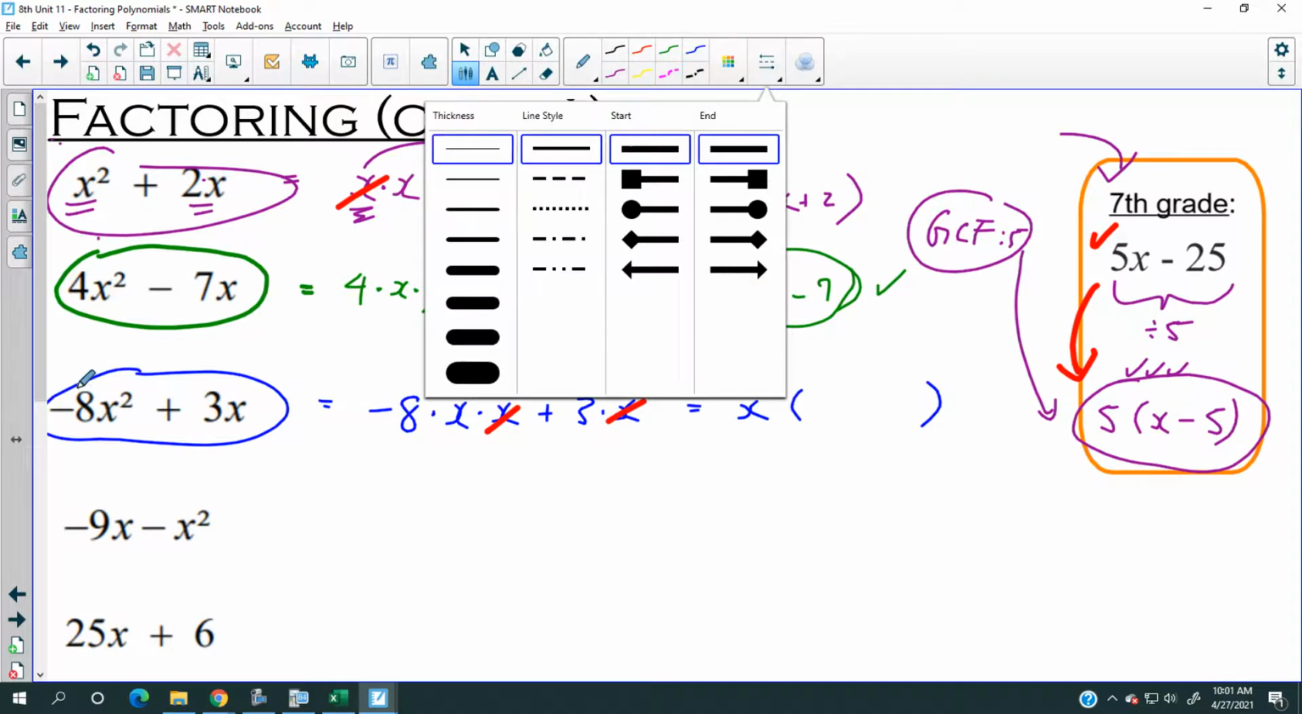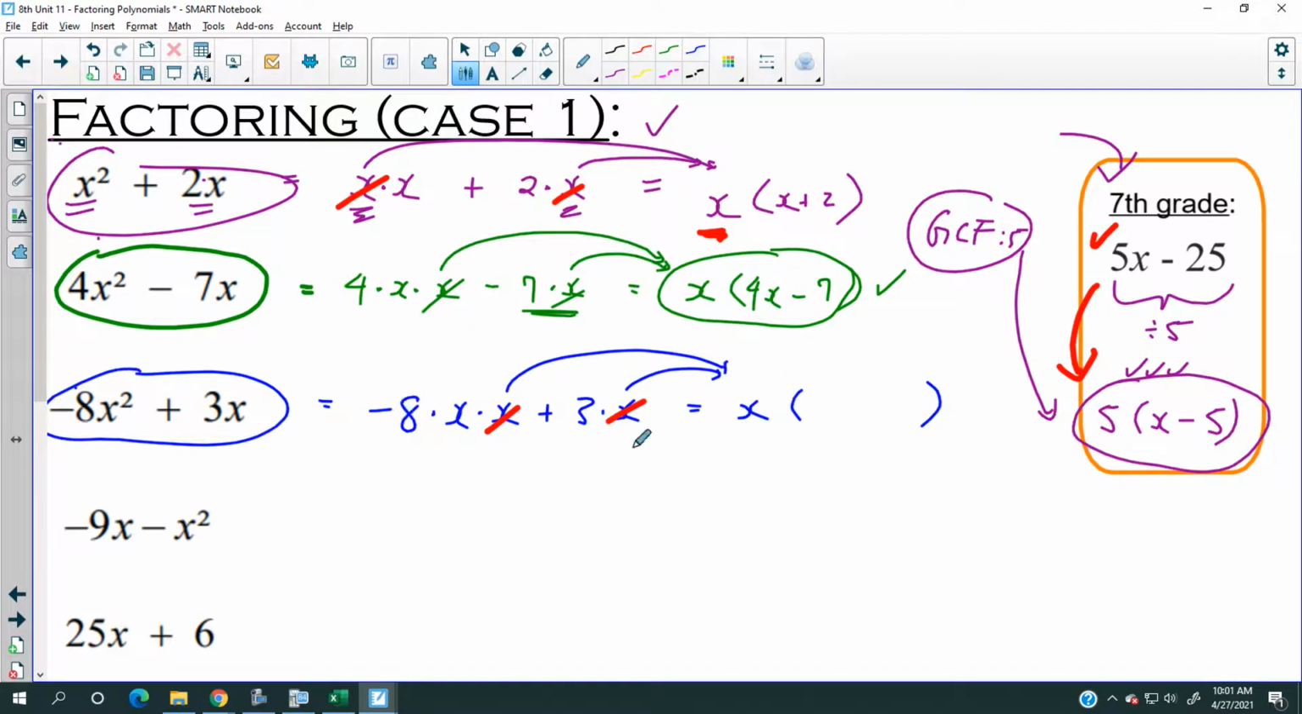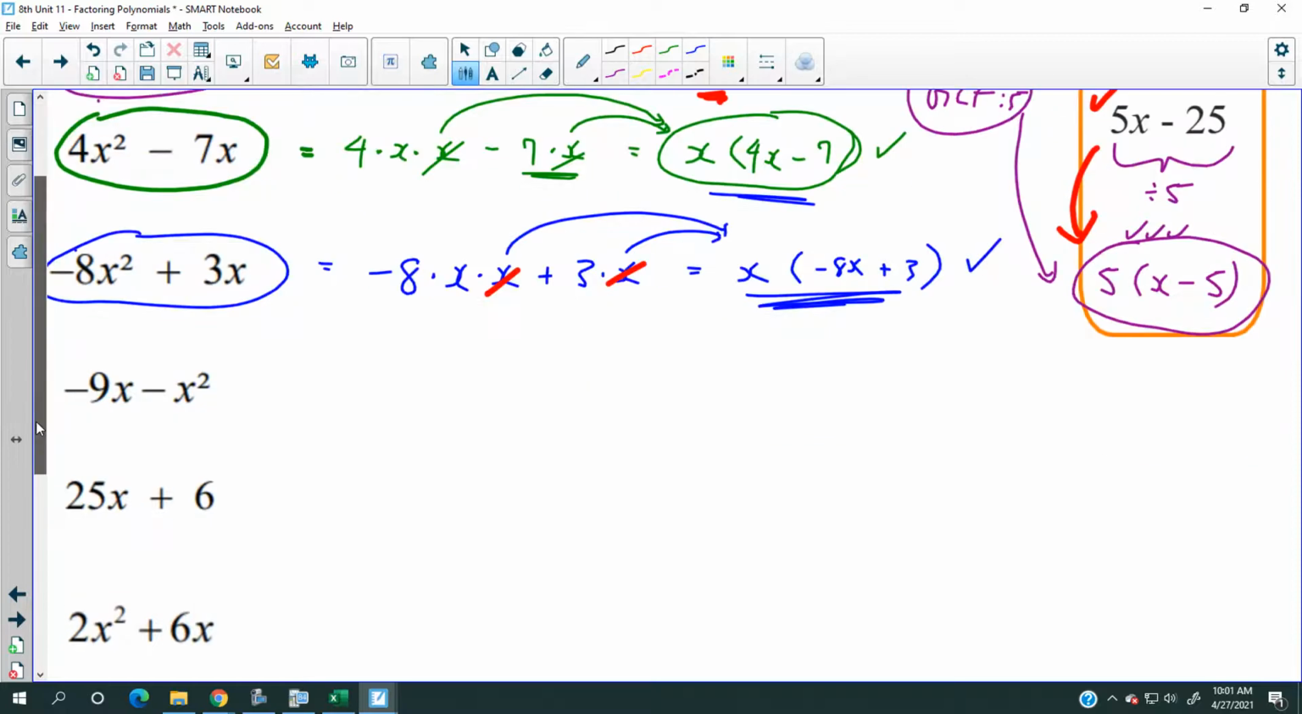And then what's left is the x, and then negative 8x plus 3. That's it. And you can check your answers. Remember when I said you can just distribute and see what the answer is? And that's considered simplest form, by the way. Simplest form.